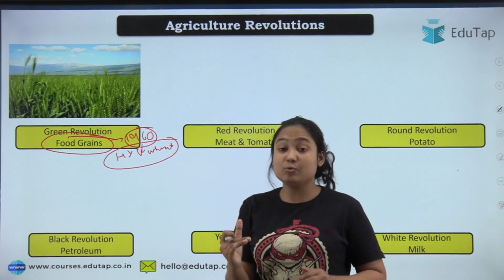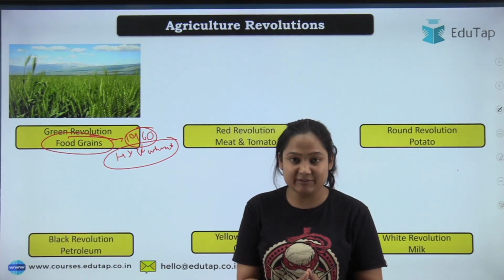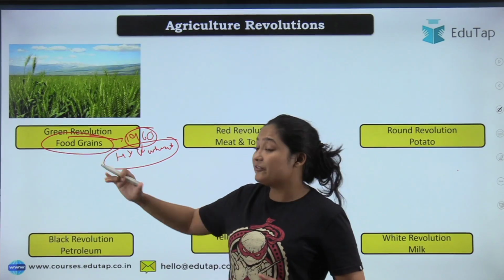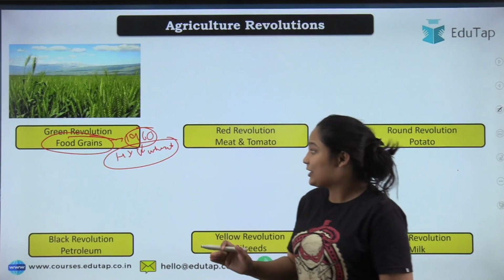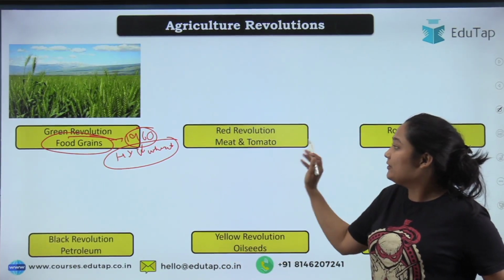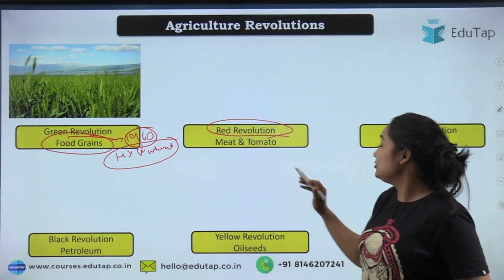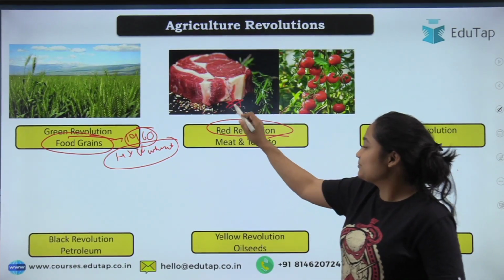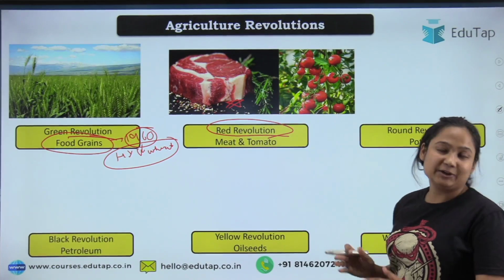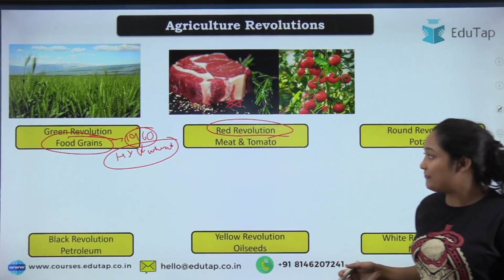But if they ask you who is the father of Indian green revolution or the father of green revolution in India, you have to answer M.S. Swaminathan. So I hope everything is clear to you. Now we will move to red revolution. The red revolution deals with two agricultural commodities. That means it is both for meat and for tomato. Okay, I hope everything is clear.